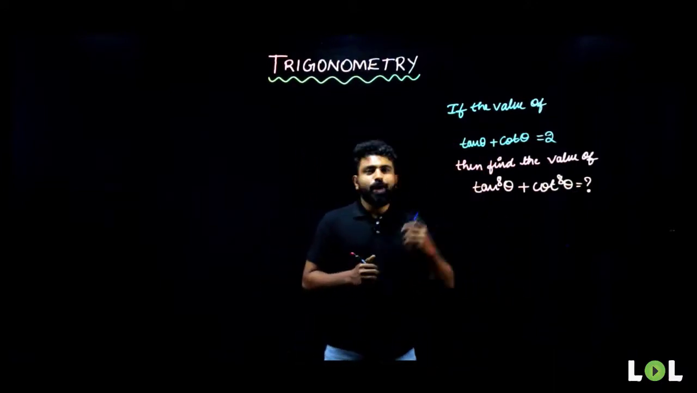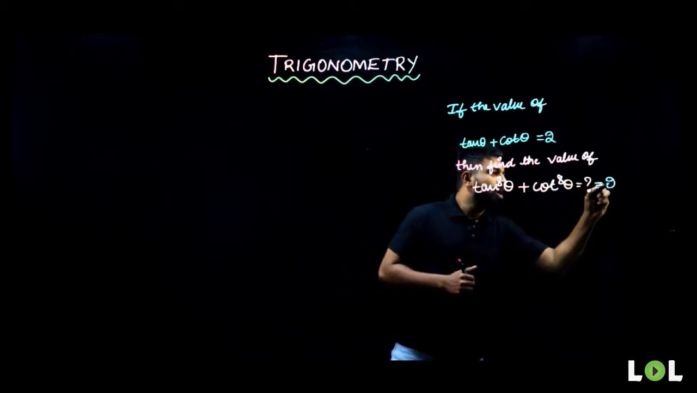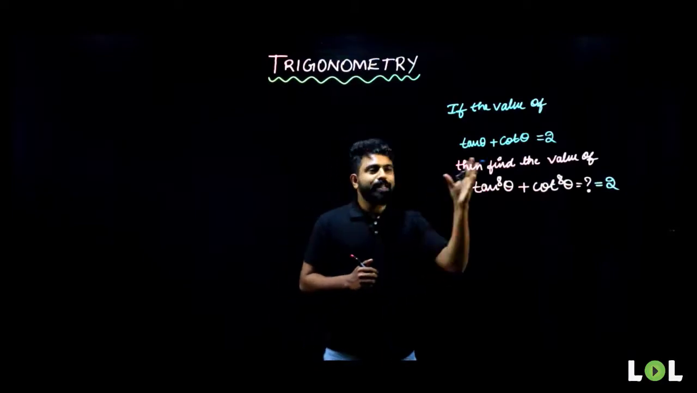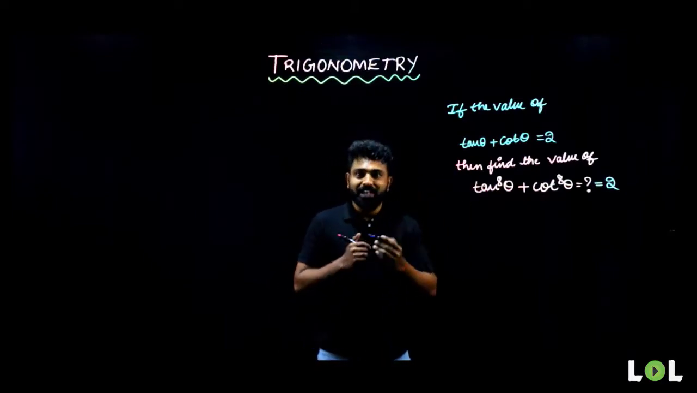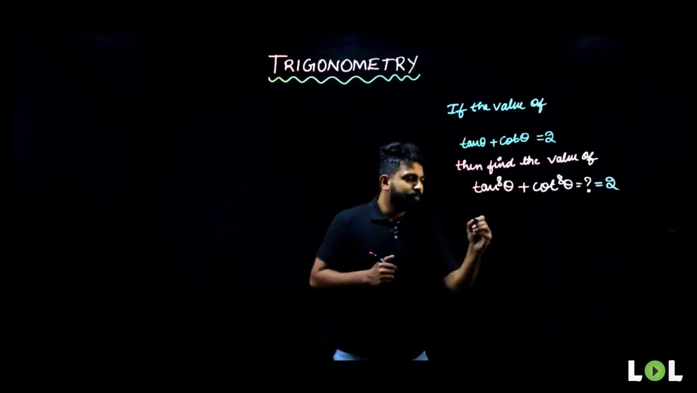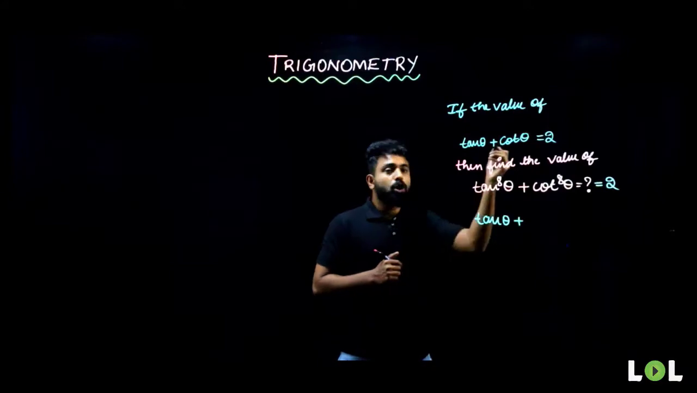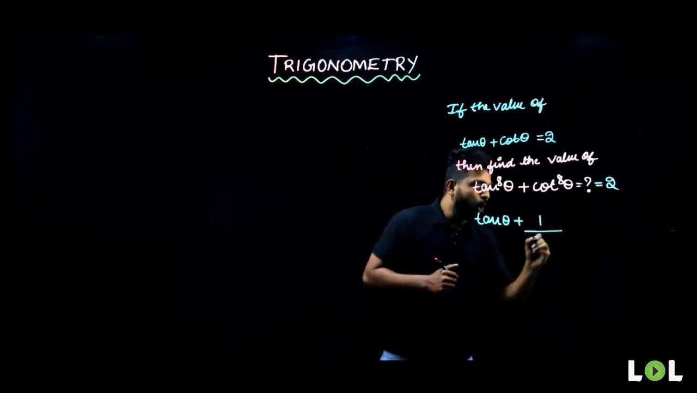If you directly look at this question, I can tell you that the answer here is 2. How did I directly tell without solving it? So we can solve this question in 2 different types. Which are those? First, let us use our traditional approach, which is that they have given you that tan theta plus cot theta. What can I write cot theta as? I can also write cot theta as 1 by tan theta.